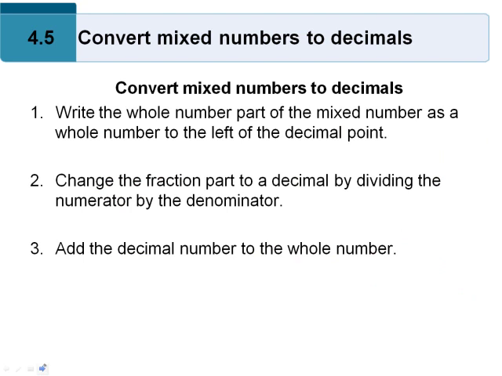Now, the next thing, the last objective here, is to convert mixed numbers to decimals. So what we're going to do is you write the whole number. That part stays the same. It's going to be the whole number part of your decimal. It's going to be to the left of the decimal point. And then you're going to change the fraction the same way we changed fractions earlier. We're going to divide the numerator by the denominator, and then you add that decimal to the whole number. So it's a pretty simple procedure here, okay?